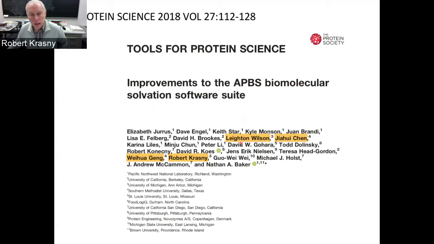So Leighton Wilson and Jiawei Chen, who was a student of Weihua. Weihua is at Southern Methodist University now. So these two students went to the PNNL over the summer, and they converted our Fortran code to C, installed it, and we now are part of the APBS software suite.